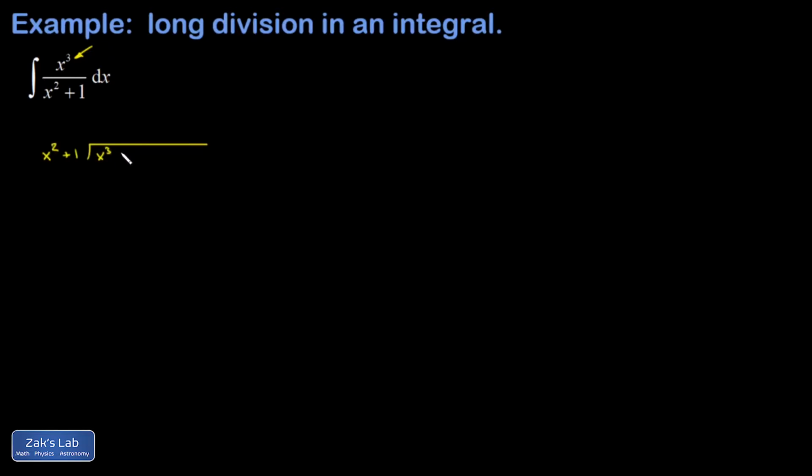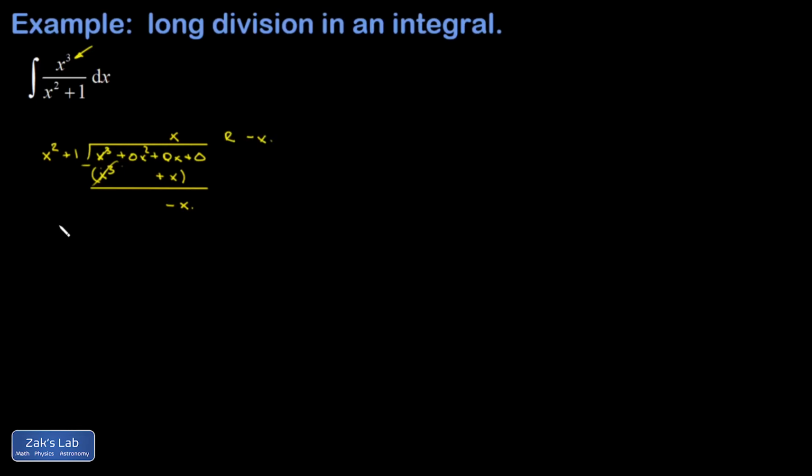And we're going to put in a bunch of placeholders here. So x cubed plus 0x squared plus 0x. And then we start guessing, what do we multiply x squared plus 1 by in order to build this interior part? And we'll start with x, just trying to match the highest power of x in here. And I get x cubed plus x. And then we'll subtract, and the x cubes cancel, and I end up with a negative x.